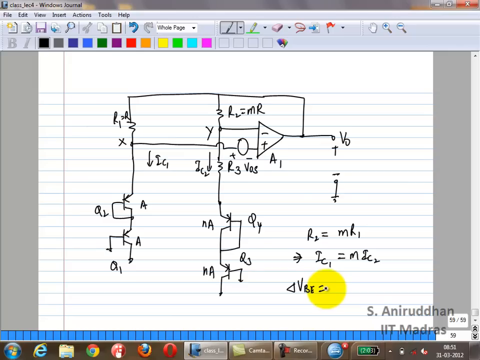What did we have earlier? Delta VBE equal to VT ln N. What will you have now? Think about it. Calculate it. What is it? It's just VT ln of IC1 over IS1, right, minus IC2 over IS2. What is that? VT ln NM, right? Okay. Earlier we had, of course, IC1 equals IC2, so we just had VT ln N. Now we have VT ln MN.